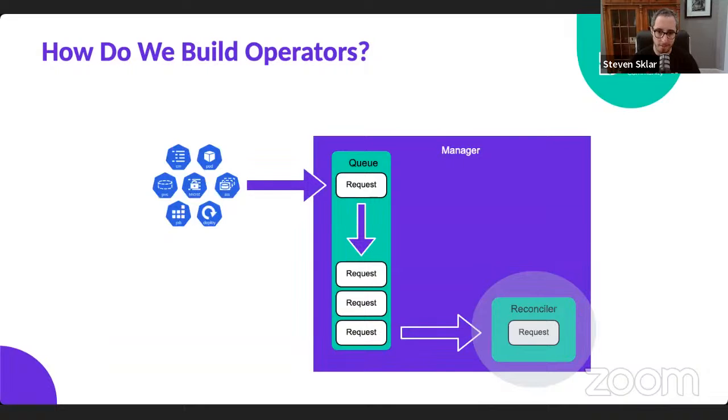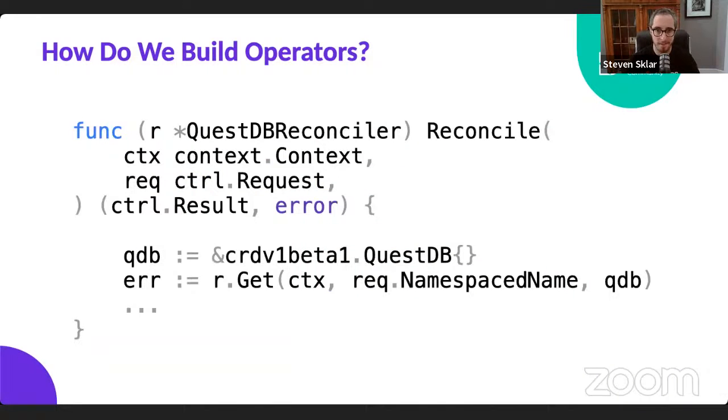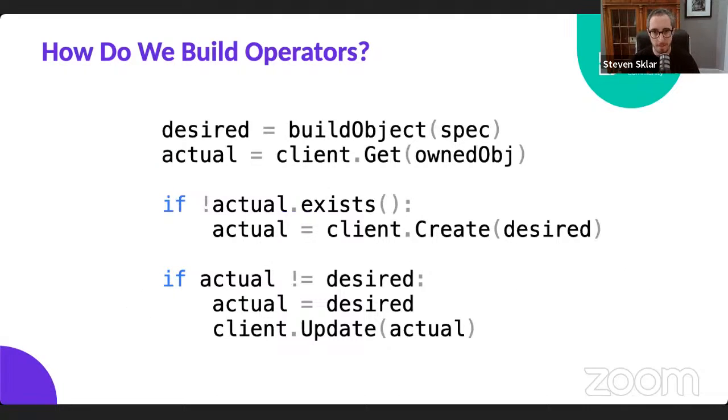Inside the reconciler itself, since a reconciliation request is just a name and a namespace, the first thing we have to do is actually get the object from the API server. We then run through generally each of its controlled objects or each of its owned objects and run through this kind of pseudocode where we generate the desired object based on the custom resource spec. And then we get the state of that actual object from the API server. If the actual object does not exist, then we create it. And if the actual object does not match what the desired object is, then we change what we need to and update it accordingly.